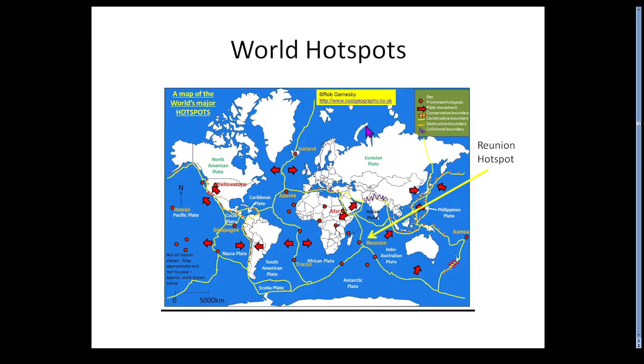Okay, good. All right, so worldwide hotspots. Each one of these dots represents a hotspot, and the hotspots don't really care if you're on ocean crust, or if you have continental crust above you. It does not seem to care. They will punch through just about anything.